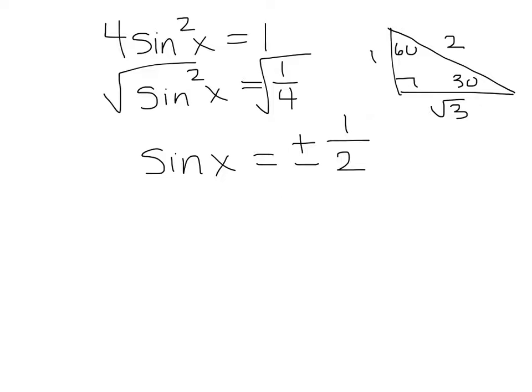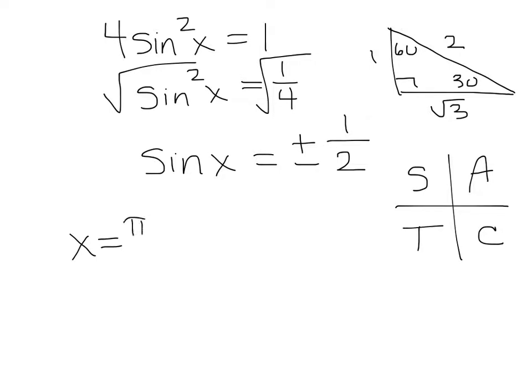Now, because we have plus or minus 1/2, we are going to have an answer in every single quadrant. Sine is positive in quadrants 1 and 2, and sine is negative in quadrants 3 and 4. Therefore, by square rooting, you will get 4 solutions to your equation. Therefore, x is equal to the 30-degree angle in every single quadrant.